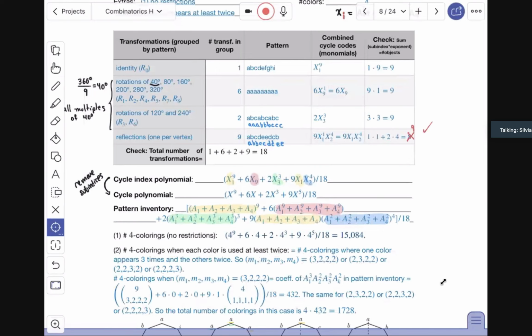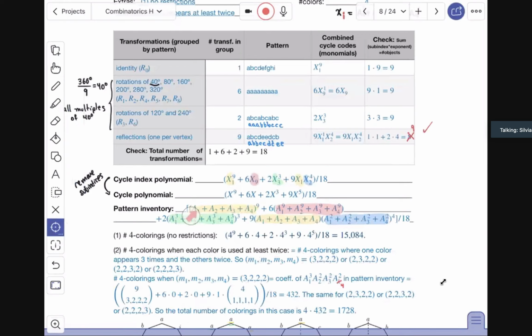So I need the coefficient of A1 to the third, A2 squared, A3 squared, A4 squared in the pattern inventory. You see, worst case scenario, if you don't understand this part over here, just expand these and find the coefficient of this term. Expand, combine like terms, find the coefficient of this one, you're done. Expand in any way you want, find the coefficient of this. That's your answer.